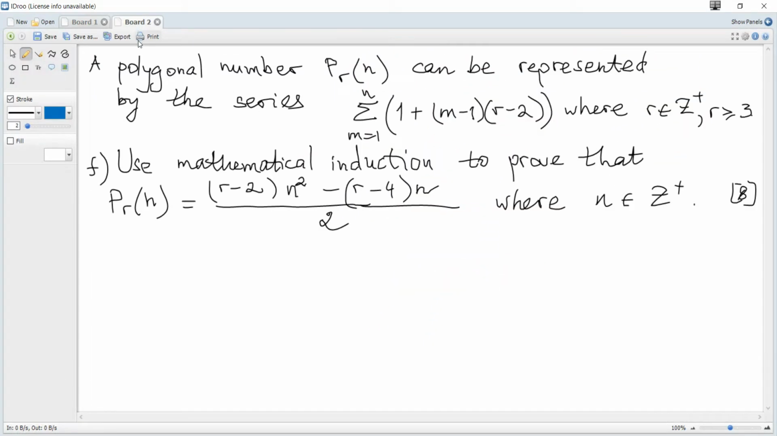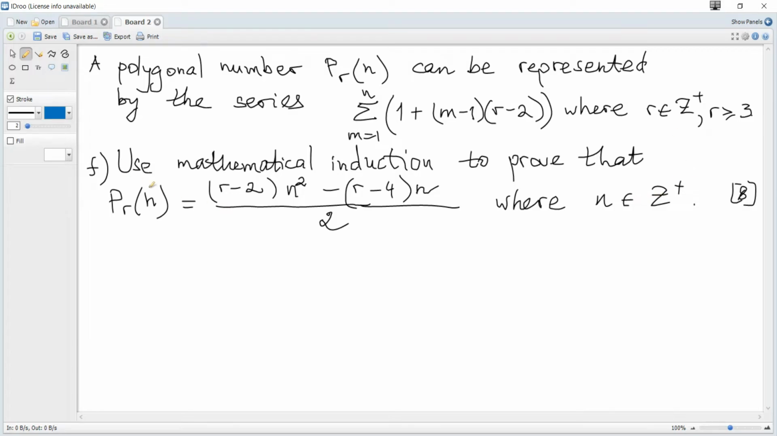And the next question, 8 marks. A polygonal number Pr of n can be represented by the series sum from m equals 1 up to n of 1 plus (m minus 1) multiplied by (r minus 2), where r is a positive integer and r is greater than or equal to 3. Use mathematical induction to prove that Pr of n is this expression for n a positive integer.